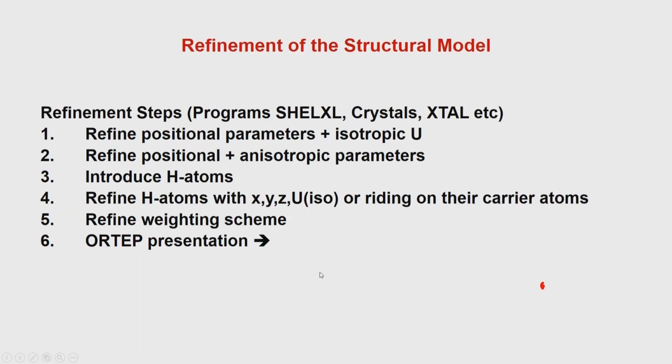Right. So, as and when these things are all done, this is referred to as the refinement of the structural model protocol. We now refine the hydrogen atoms as riding on their carrier atoms as we just discussed, and therefore, we have now completed the refinement of the structural model. We go ahead and calculate the so-called R factor.